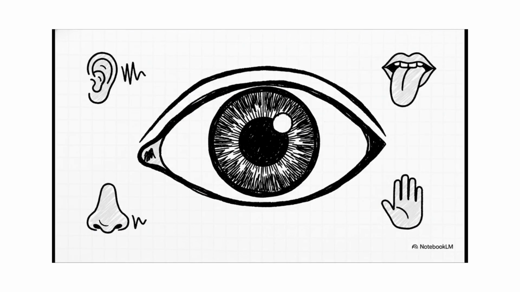Now, don't get me wrong, our other senses are absolutely vital, right? Hearing is the foundation of our language. Smell is deeply, mysteriously linked to our memory. And of course, taste and touch are crucial for our survival. But when it comes to the sheer volume of data our brain is crunching about the outside world, sight is just in a league of its own.